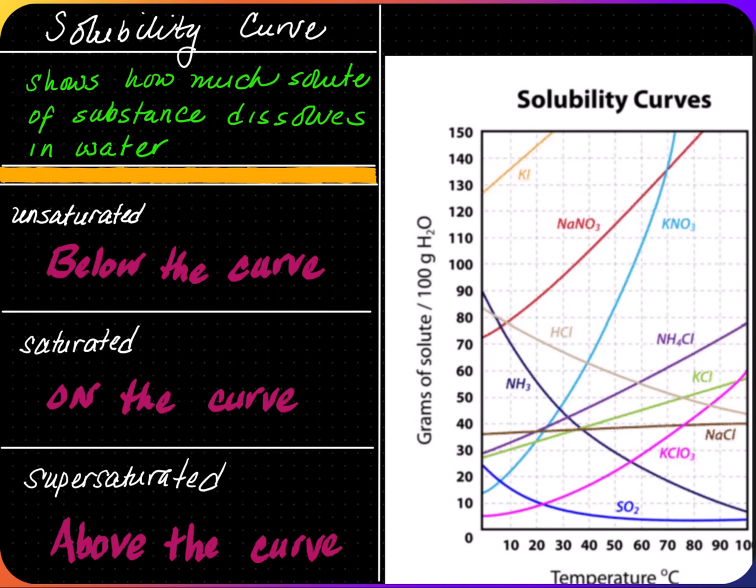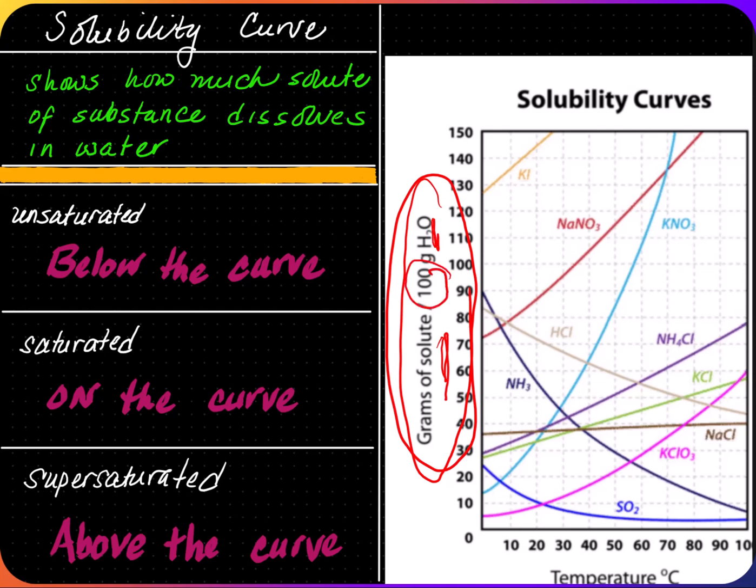A solubility curve shows how much solute of a substance dissolves in water. The most important part of this graph is the vertical axis. It is the grams of solute per grams of water. It is not always 100. Sometimes it will be given as 200. Sometimes it will be given as 50. So make sure you realize how many grams of solute is dissolved per gram of water.